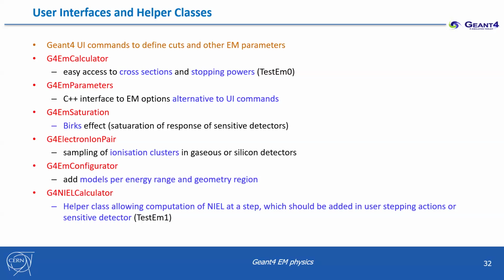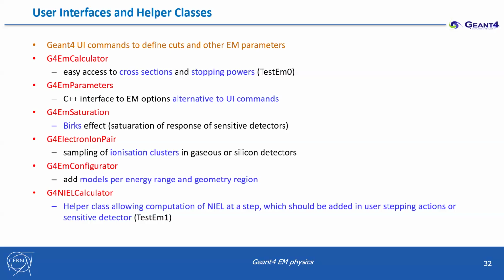There are a number of helper classes which you may use and may not use in your application. It is a choice of the user. They are G4EmCalculator, G4EmParameters, G4EmSaturation to implement Birks' effect, and G4ElectronIonPair, which does sampling of ionization clusters in a gaseous or silicon detector. You may want to apply it. Usually these helper classes are used in user actions.